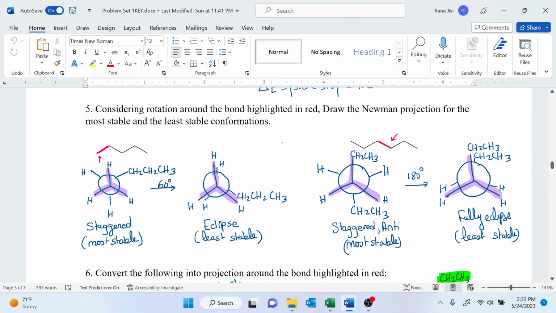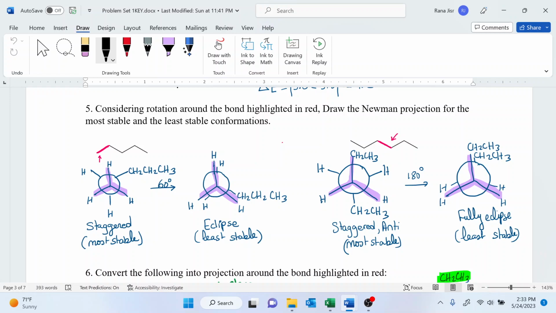Let's have another example here. Considering the rotation around the highlighted bond, draw the Newman projection of the most and the least stable conformation. We're going to do exactly the same as we did. In this case, you are going to locate your carbons. So we have these two carbons, and again, it's up to you. You can view your structure from this side, or from the other side. I'm just going to go ahead and view it from the side there. So I'm viewing it along this line.